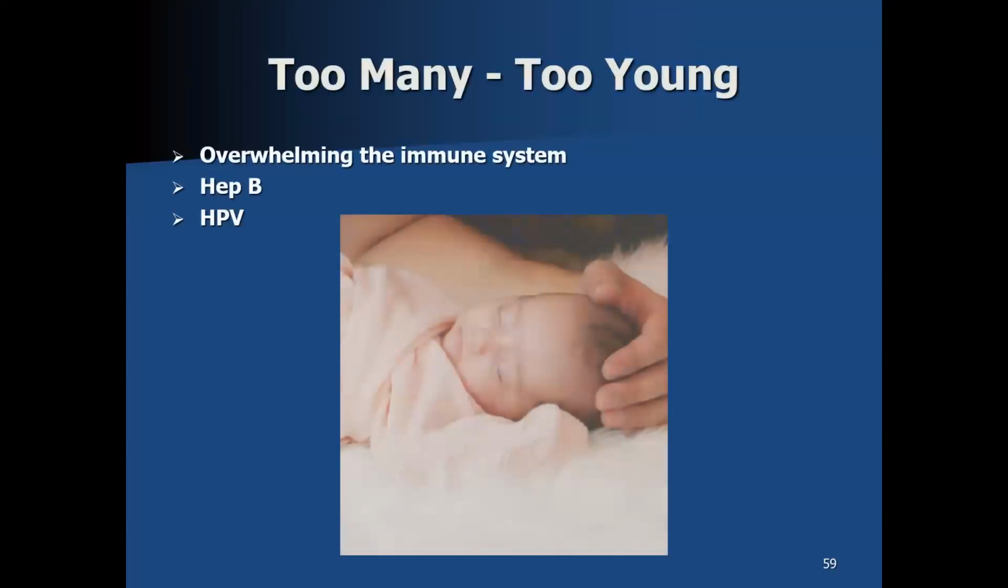Too many vaccines too soon, overwhelming the immune system. We are exposed to thousands of bacteria and viruses daily, starting immediately at birth. Adding 2 or 3 more is hardly a problem.